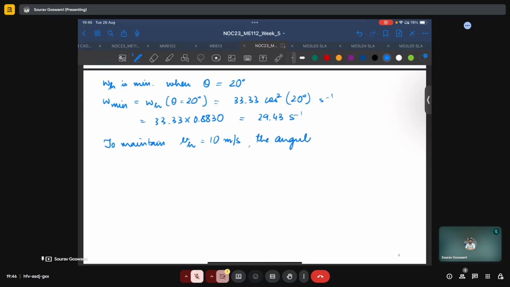the angular velocities must lie between 29.43 radians per second and 33.33 radians per second.